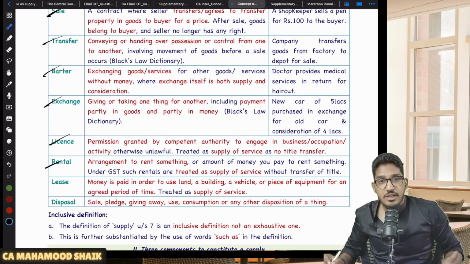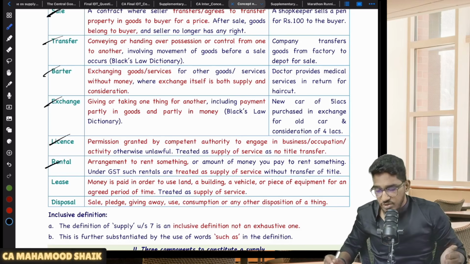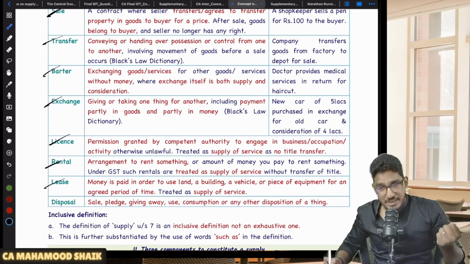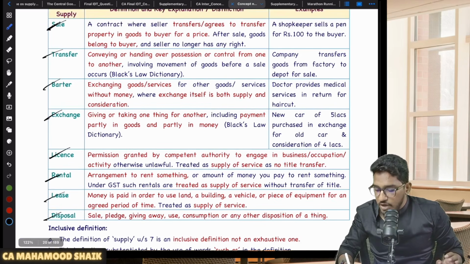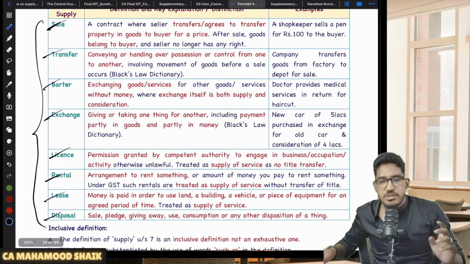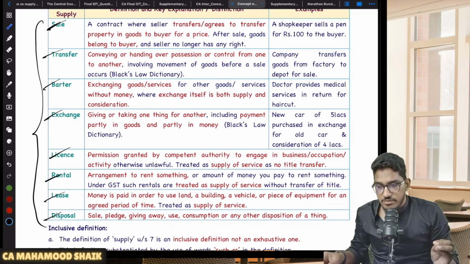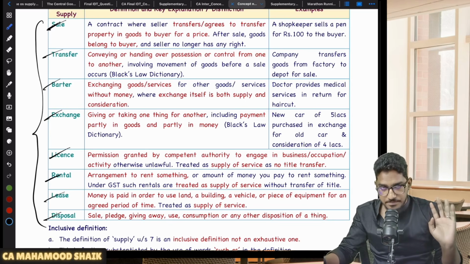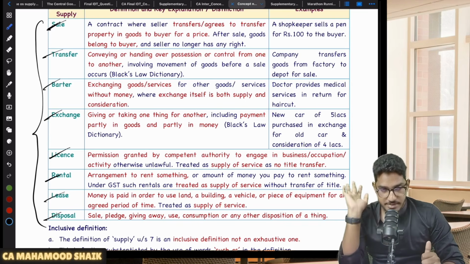It could be a rental. Let us say, for example, immovable property is there. I want to use it. I want to take it on rent. That could be a form of supply. Or it could be lease, or even it could be a disposal. So some form of supply should have taken place. Any of this form is accepted. And it is not a full and final list. It is not a conclusive list. It is just an illustrative list. So any form of supply should have taken place.